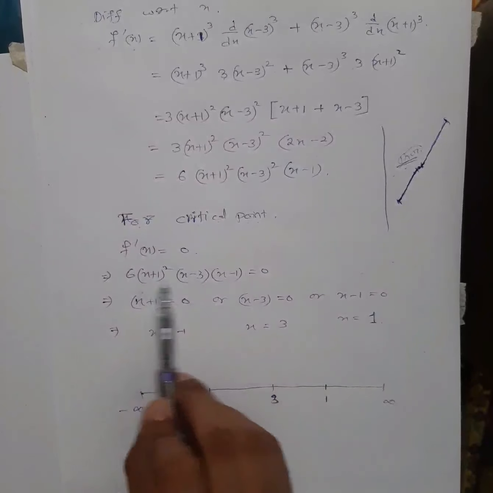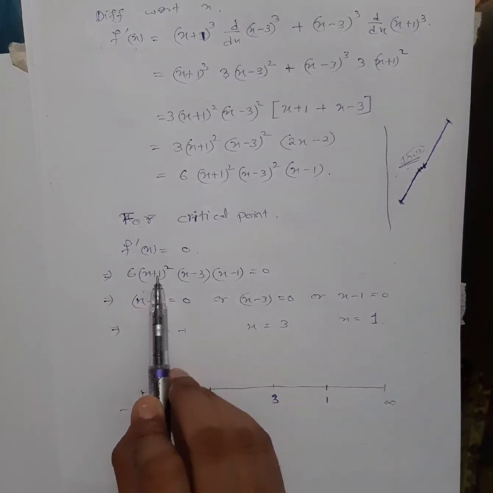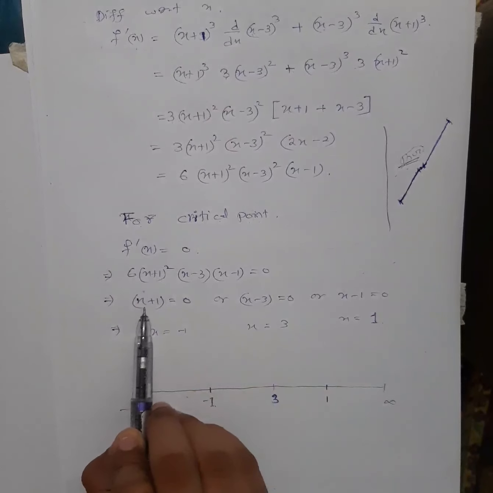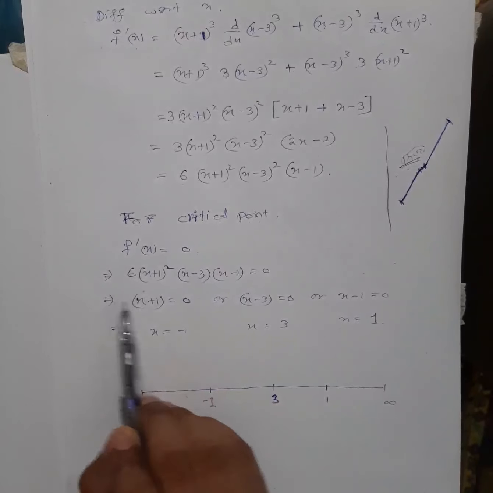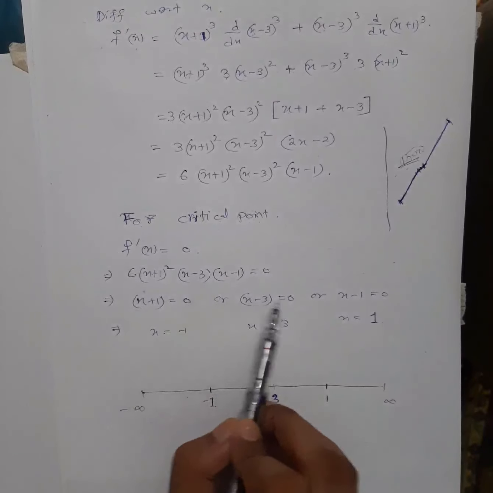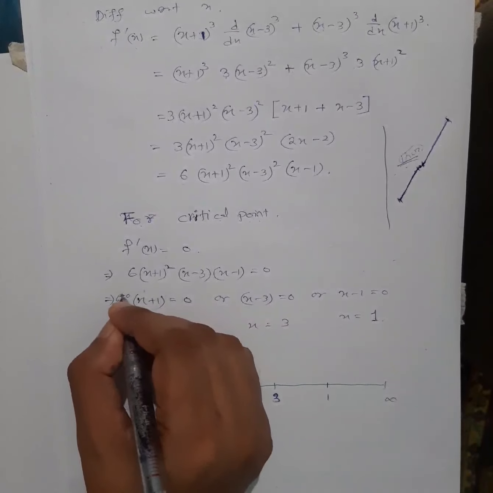So if you solve this one, you can see this will be 0 only if x plus 1 is 0, right? So that's why I've written x plus 1 equal to 0. Okay, or obviously 6 cannot be 0, so no use of writing this equal to 0. If you want, you can write here 6 not equal to 0 if you want.